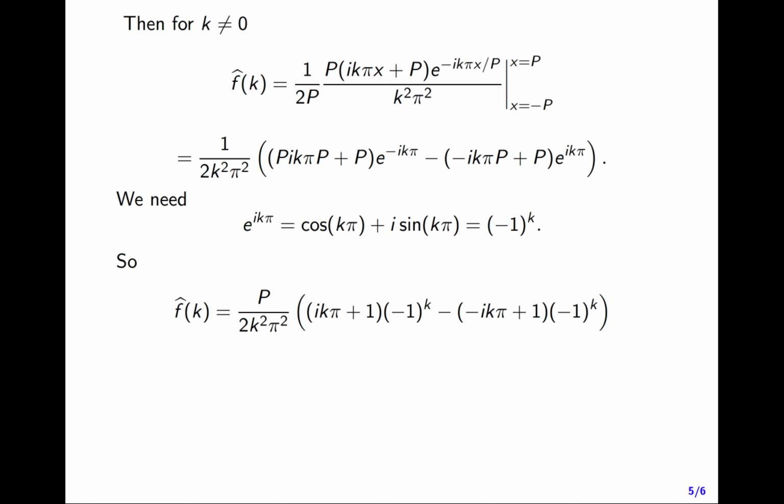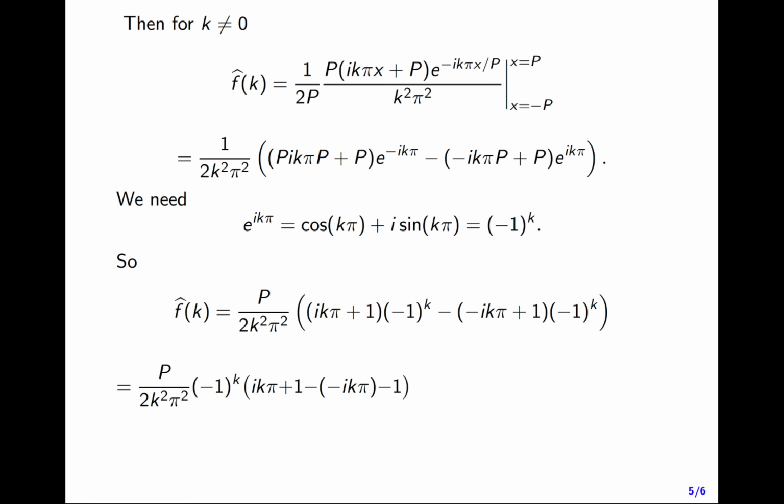I look inside my big parentheses here on this second line of f hat above, and I see every single term has a p in it. A p, and then in the minus term, another p, a p. So I'm going to factor out this p and divide that by 2k squared pi squared. And so I'm left with doing the arithmetic on ik pi plus 1 times minus 1 to the k minus ik pi plus 1 times minus 1 to the k.